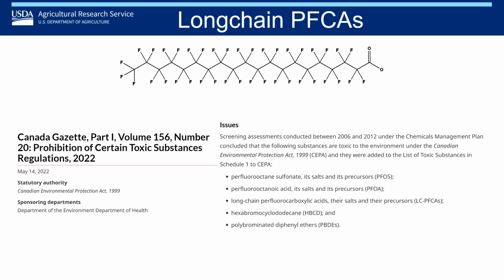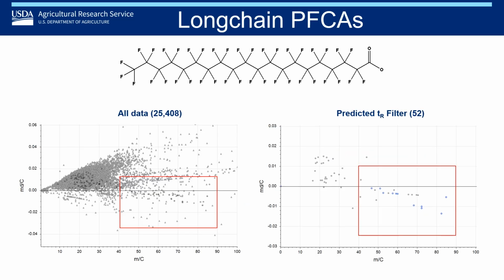Now, what this allows us to use is an interesting quirk in the Kendrick graph, which is the mass over carbon compared to mass defect over carbon. On the left, you see all of our data, all of the potential features, and that red box is based on that negative mass defect and the range of masses for typical PFAS, the box where some PFAS might be found. If we blow that up on the right and filter out using all of the filters that we talked about previously, what we end up finding is a very interesting line of PFCAs.